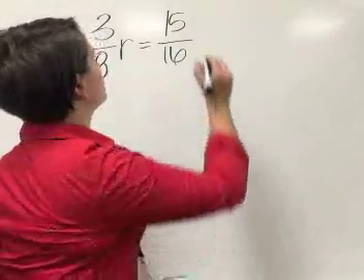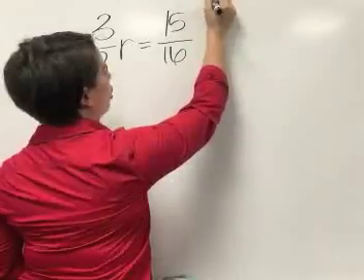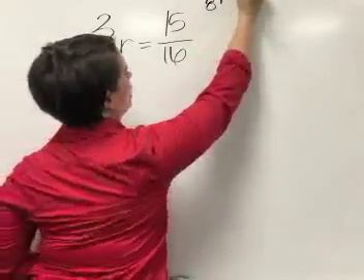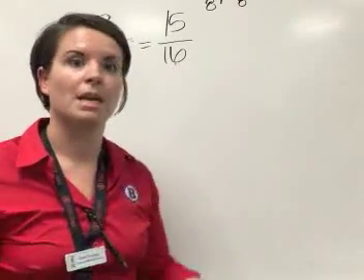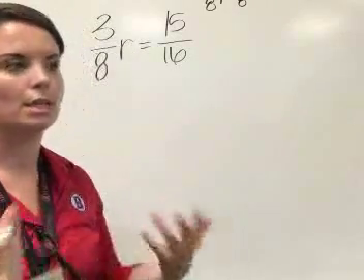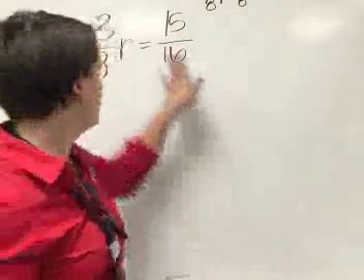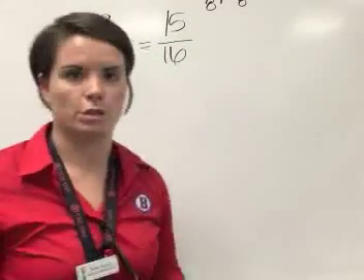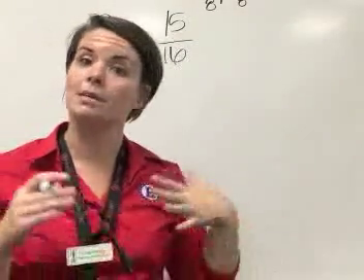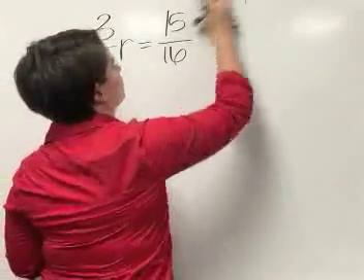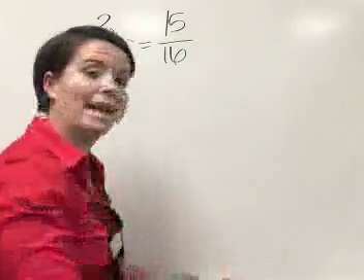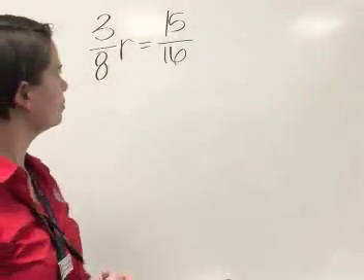Well, let's think about this. We know that 3 over 8r is the same as 3 over 8 times r. Okay, that's multiplication. We use an inverse operation to get rid of the coefficient. So what is our inverse operation of multiplication? The opposite of multiplication is division. So we have to divide both sides by 3 over 8 to get r by itself.